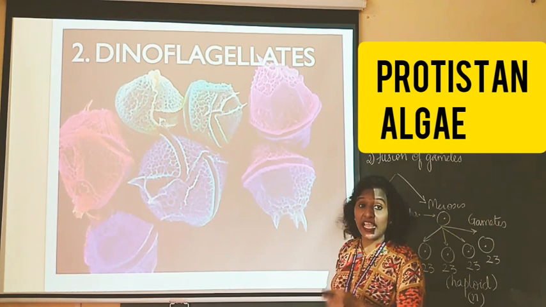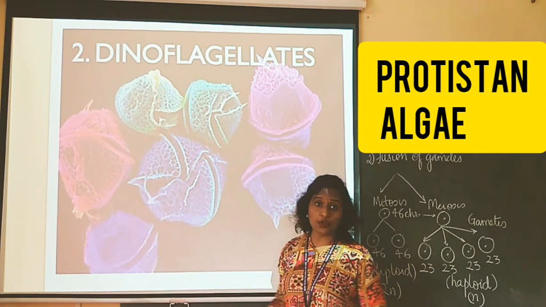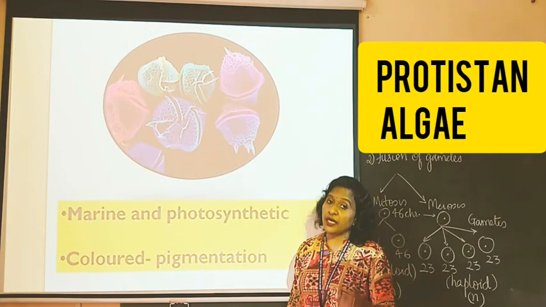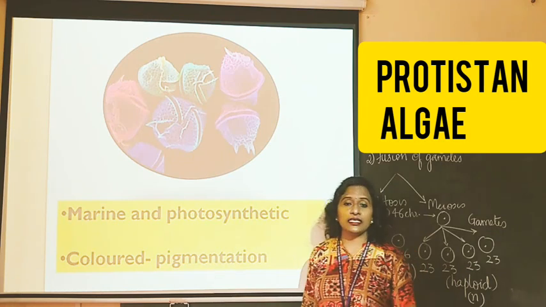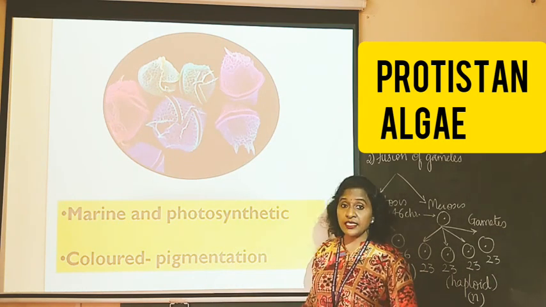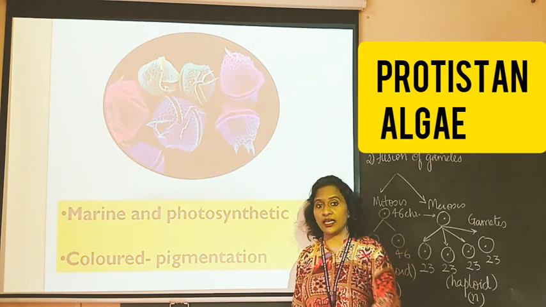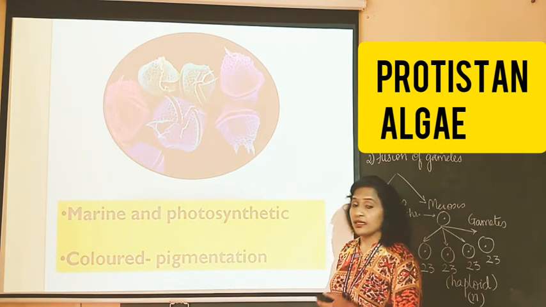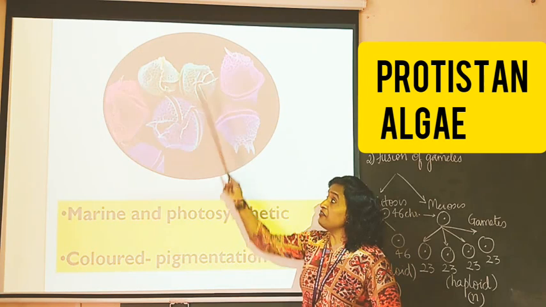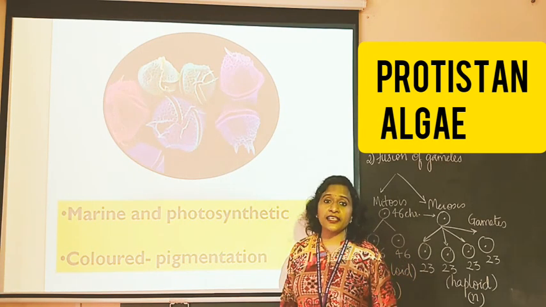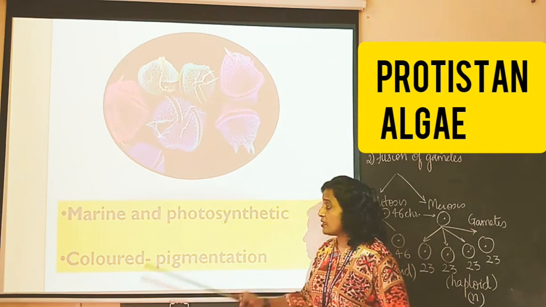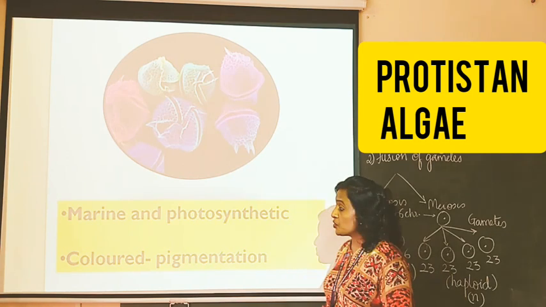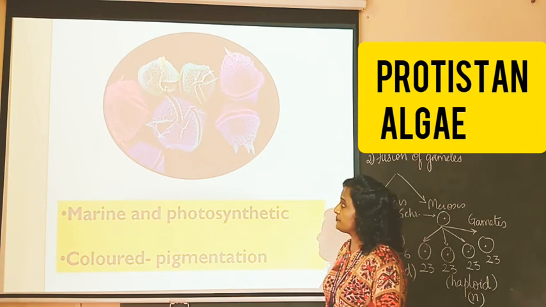Second one is dinoflagellates. As the name says, dinoflagellate means they have two flagella in them. They are photosynthetic in nature. Diatoms, we had seen, are found in fresh water as well as in marine ecosystems. Dinoflagellates are marine only. They have different colors, for example red, yellow, green, blue, etc. And that is because they have certain pigments present in them. So due to pigmentation they show different colors.